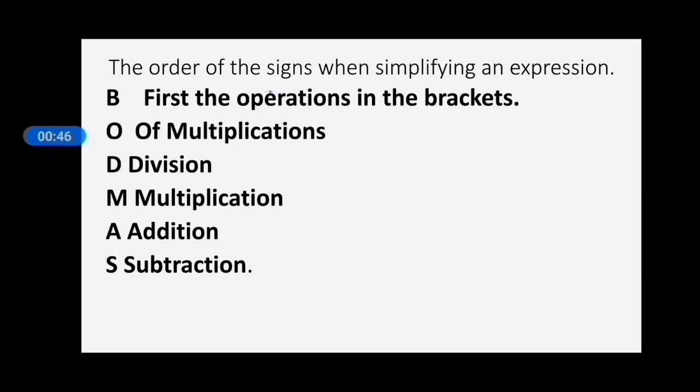The order of the signs when simplifying an expression: B, first the operation in the brackets. O, of. D, division. Fourth one, M, multiplication. A, addition. S, subtraction.